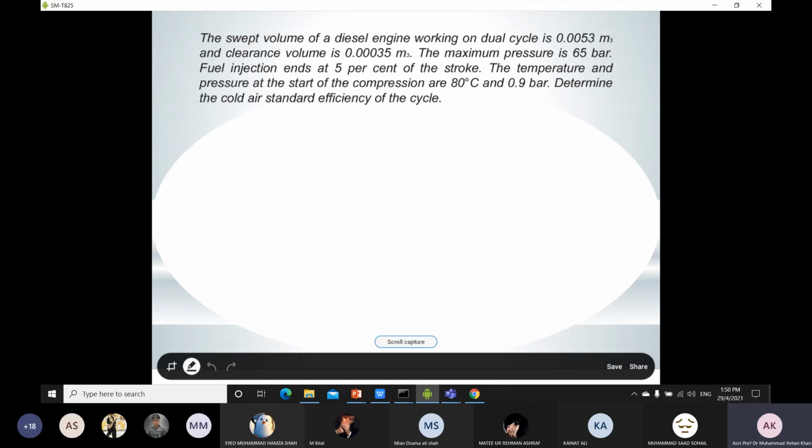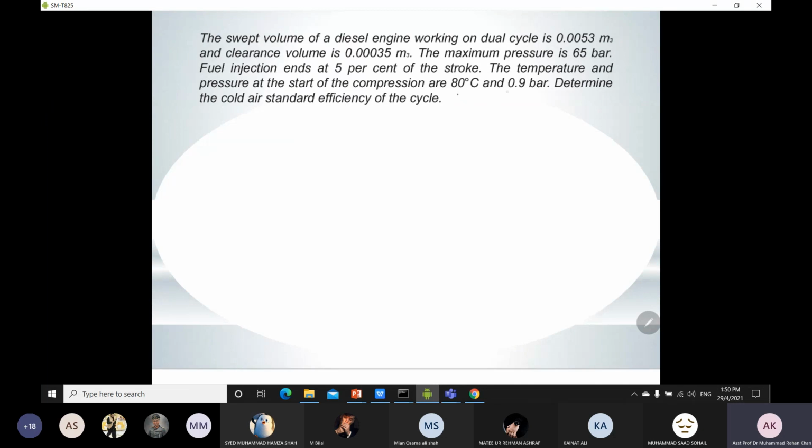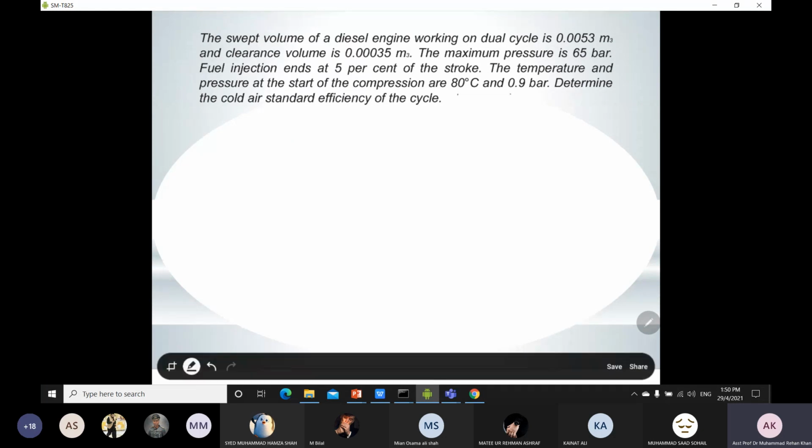Okay, so now here another important term which is added is the fuel injection ends at 5% of the stroke. So this we will look at when we are going to solve the problem, how to insert the data and how to find other parameters. The temperature and the pressure at the start of compression are 80 degrees Celsius and 0.9 bar. So T1 and P1 are given.